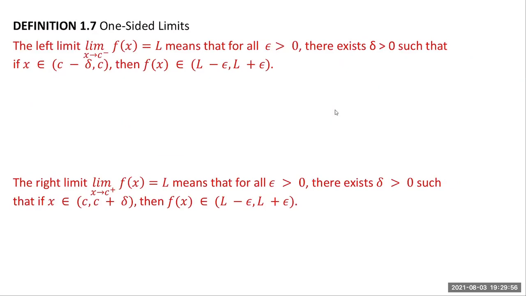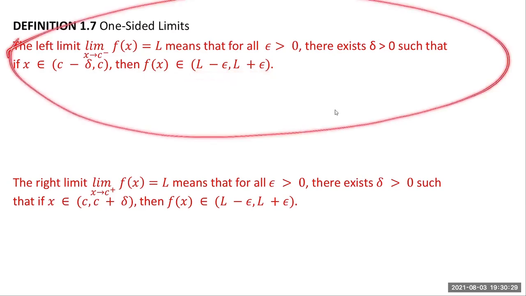Okay, next we have the formal definition for the left limit. Here is the formal definition. The left limit as x approaches c from the left-hand side, f of x is equal to L, means that for all epsilon greater than 0, there exists delta greater than 0, such that if x is in this interval c minus delta comma c, then f of x has to fall in this interval L minus epsilon comma L plus epsilon. What is the difference between this definition and the previous definition?